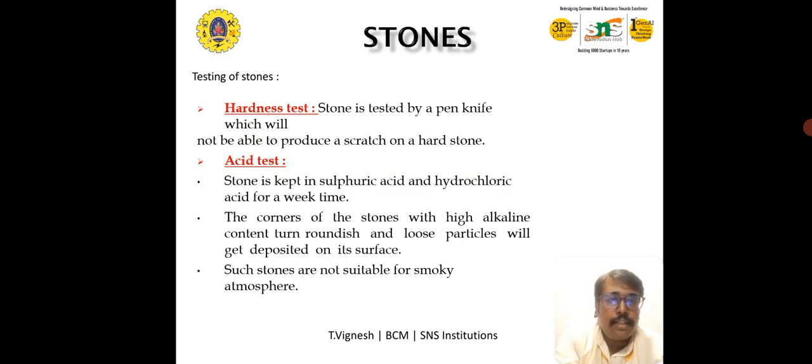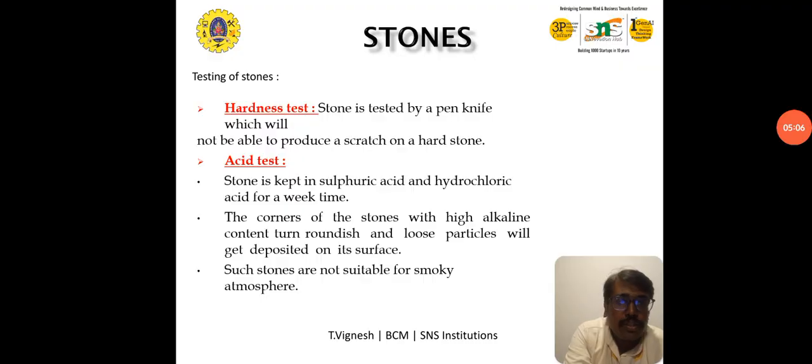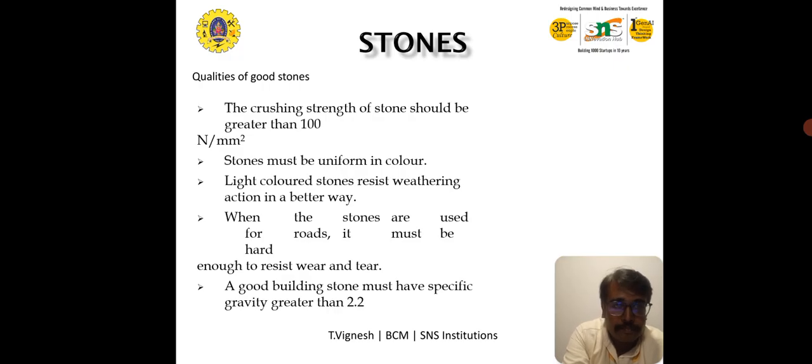Now the testing. First is the hardness test. The stone is tested with a pen knife, which will not be able to produce a scratch on a hard stone. Then the acid test: the stone is kept in sulfuric acid and hydrochloric acid for a week. The corners of a stone with a high alkaline content turn roundish, and loose particles get deposited on its surface. Such stones are not suitable for a smoky atmosphere.